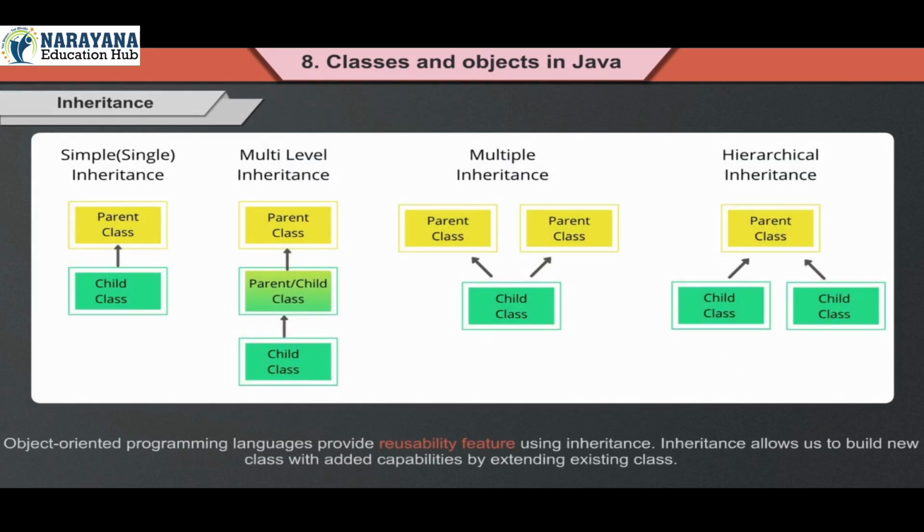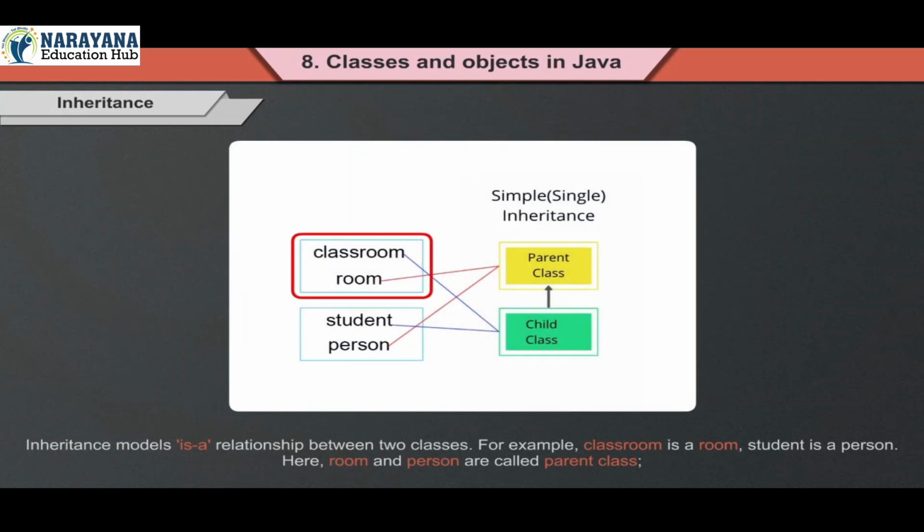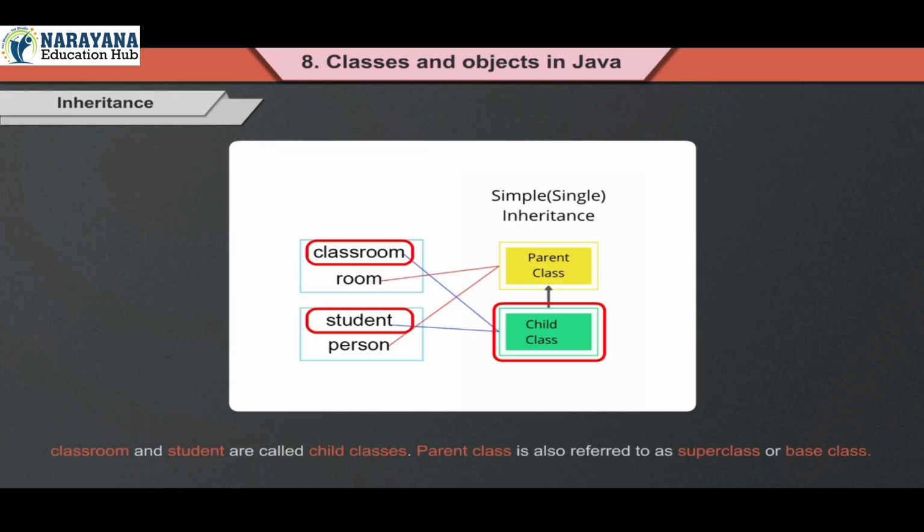Inheritance. Object-oriented programming languages provide reusability feature using inheritance. Inheritance allows us to build a new class with added capabilities by extending existing class. Inheritance models is-a relationship between two classes. For example, classroom is a room. Student is a person. Here, room and person are called parent class. Classroom and student are called child classes.